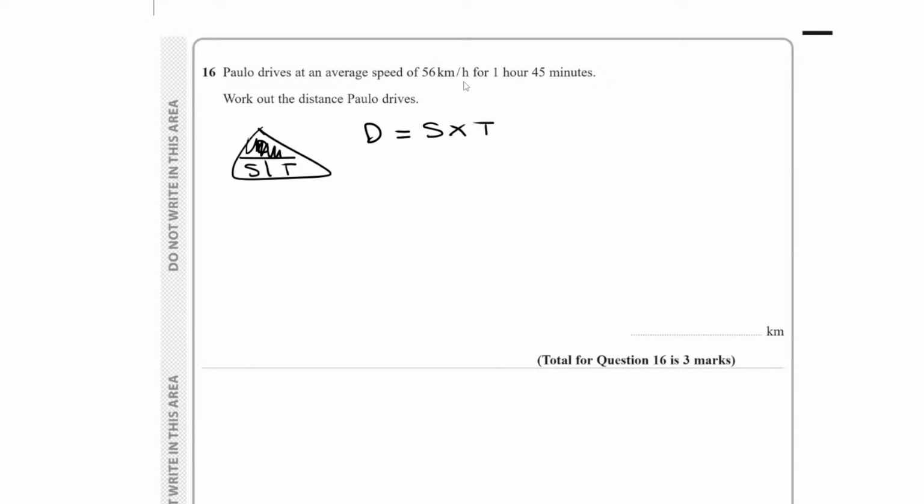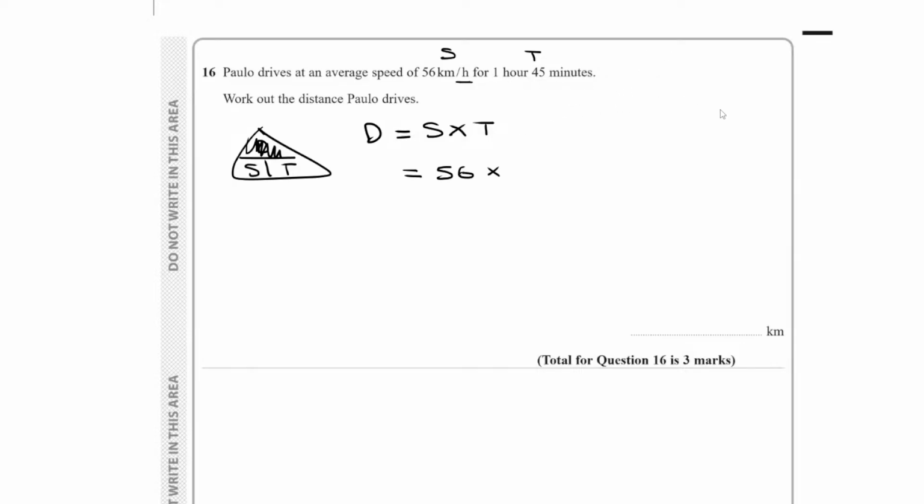Now, the only thing I need to do though is, do you see how the speed is in kilometers per hour, but then the time, this is speed, isn't it? This is the time. But then the time is in hours and minutes. You have to make sure that those are the same units. Obviously leave the speed as it is, the speed is fine. Before I multiply it, we're going to change the time into just hours.